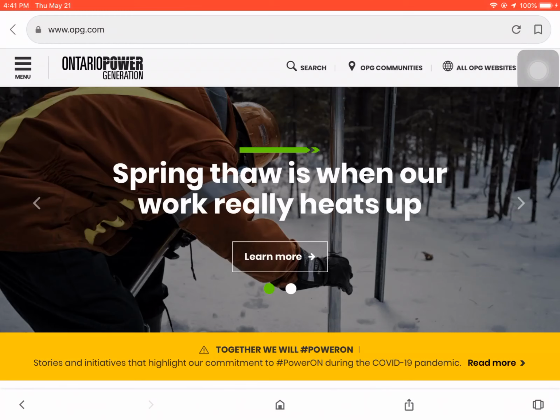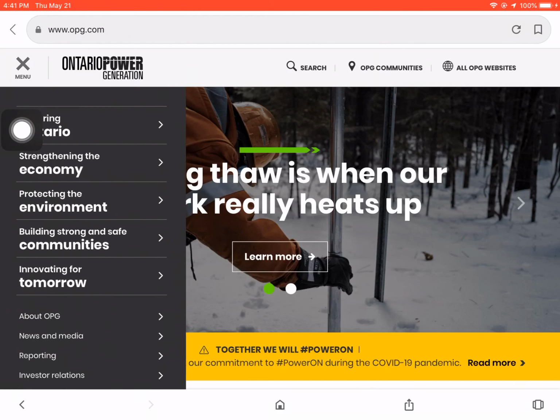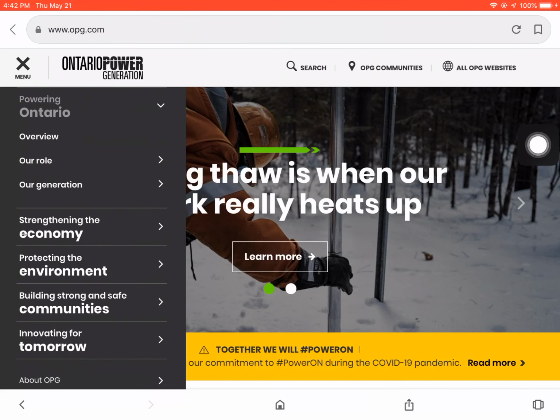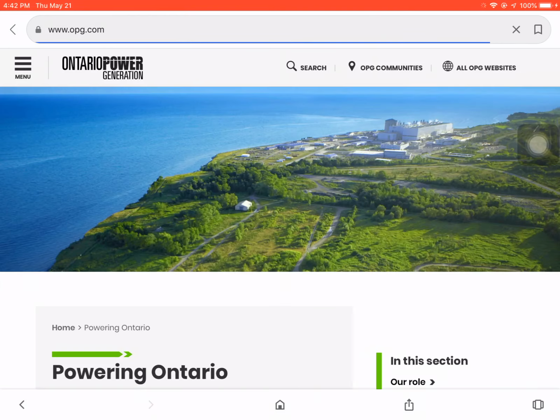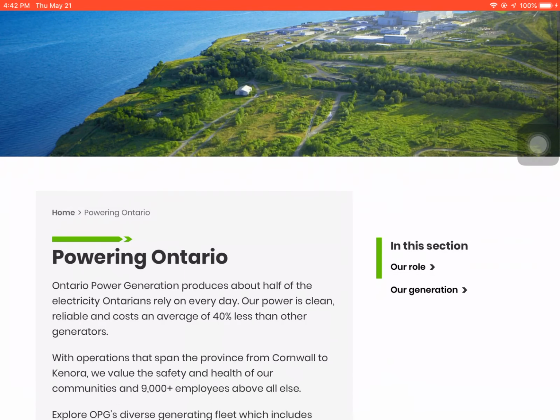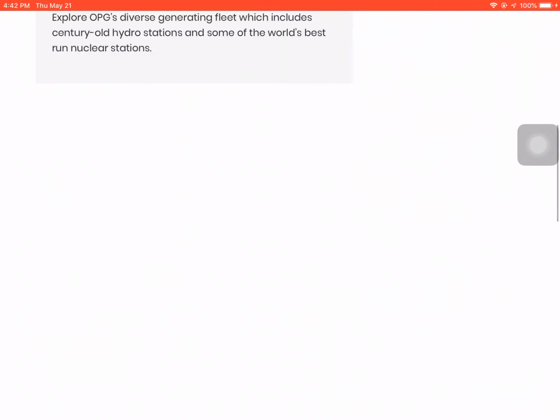Here's the main menu over here. So if you click on the main menu, we're going to be mostly using this Powering Ontario, and we're going to start with overview with our role and our generation. So if I click on overview, okay, it will tell me a lot about OPG in Ontario if it will load.